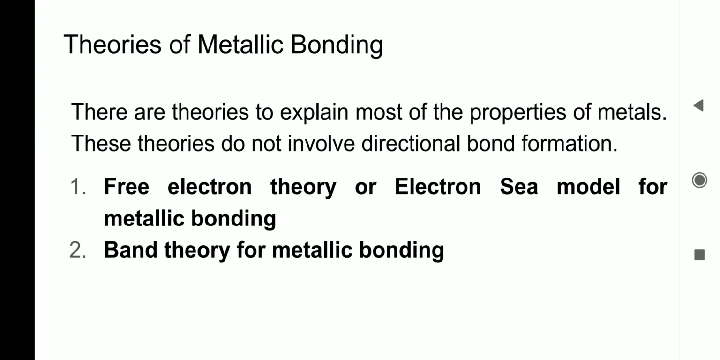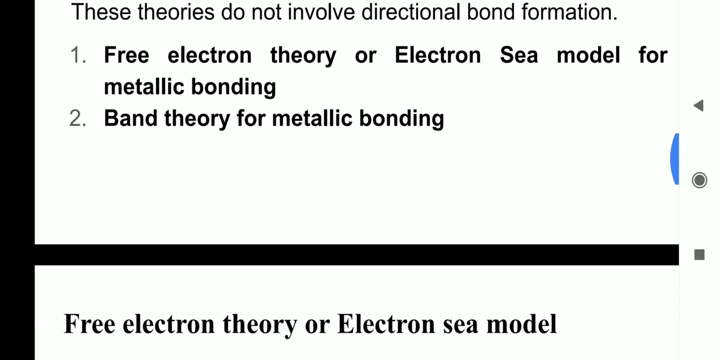Now let us discuss the two theories of metallic bonding. With the help of these two theories, we can explain most of the properties of metals. And these theories do not involve directional bond formation, which we said in the previous slide, as they are non-directional. The first theory is called free electron theory or electron sea model, and theory number 2 is the band theory.